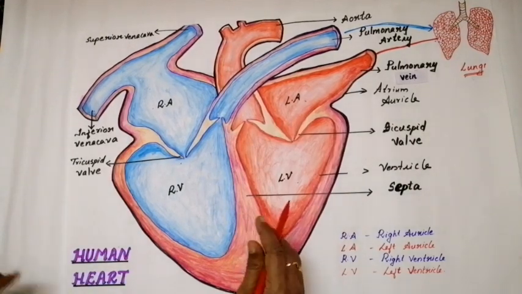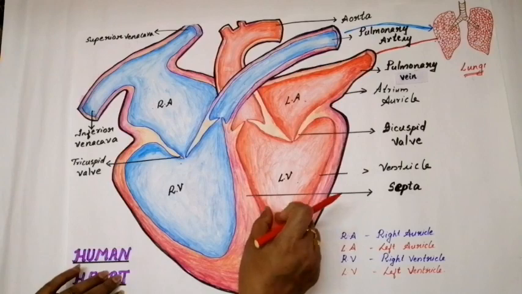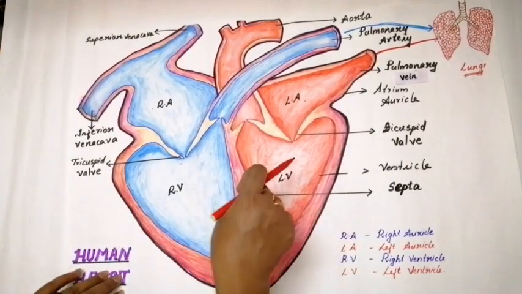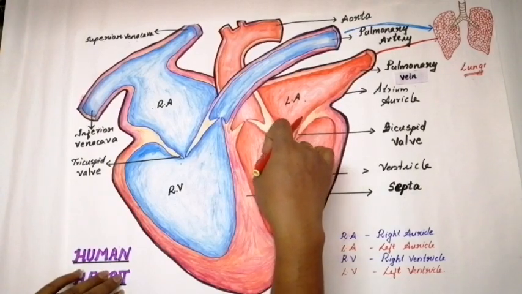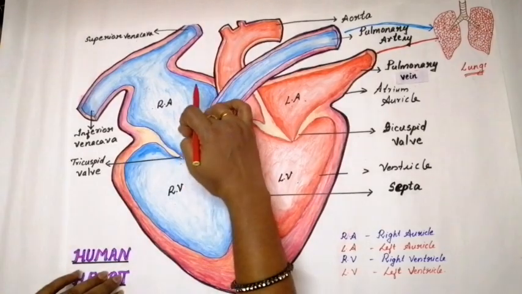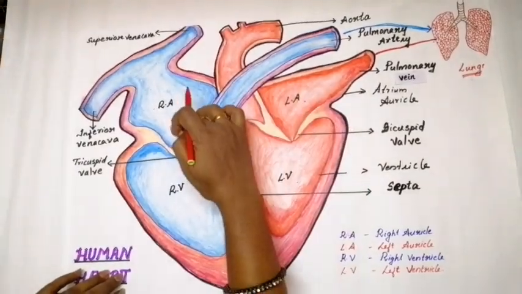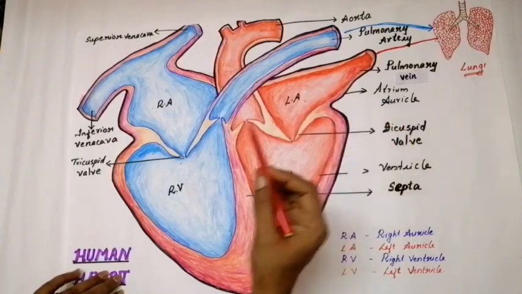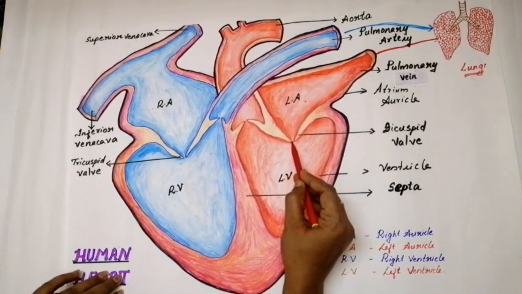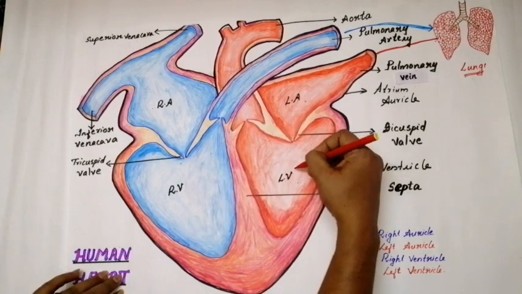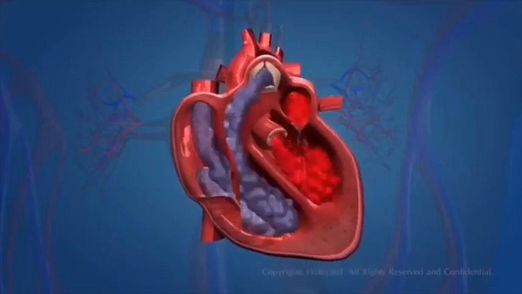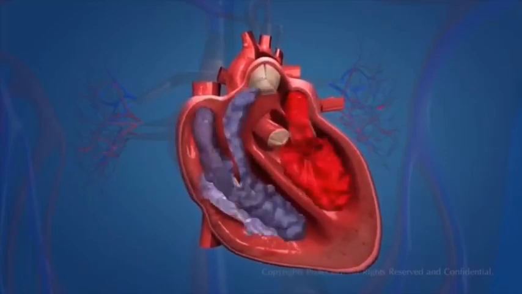So when the right ventricle and the left ventricle contract, the blood present inside these ventricles will flow into the aorta and the pulmonary artery. They will not flow back into the right ventricle or the right auricle or the left auricle. Why? Because the tricuspid valve and the bicuspid valve present here will not allow the blood to flow back. Now you can observe how blood circulates in the heart in this video.